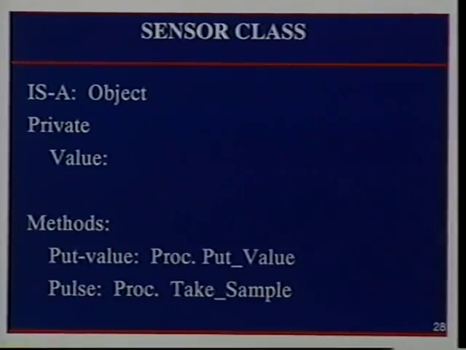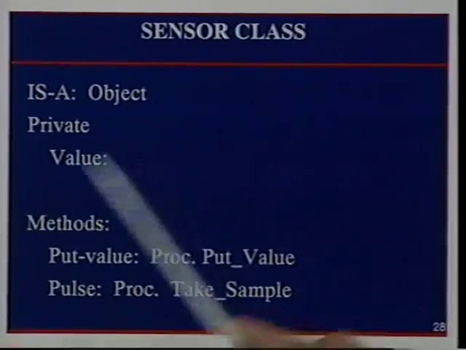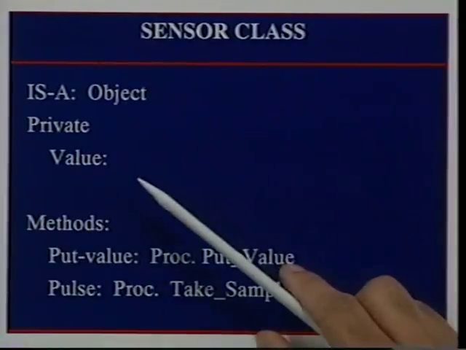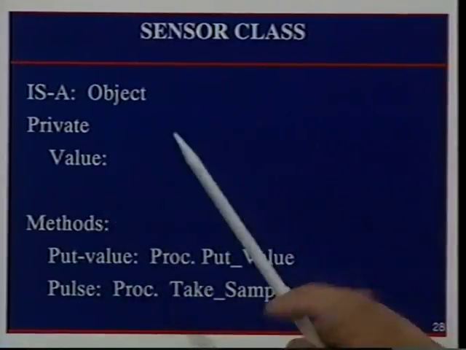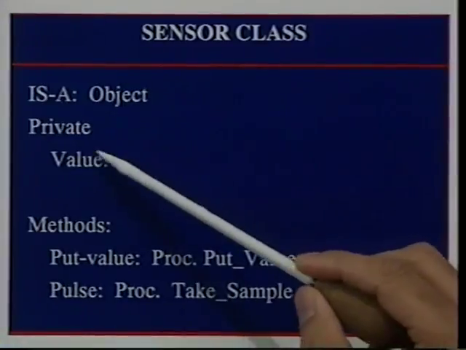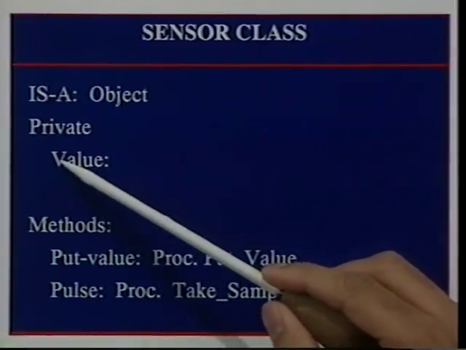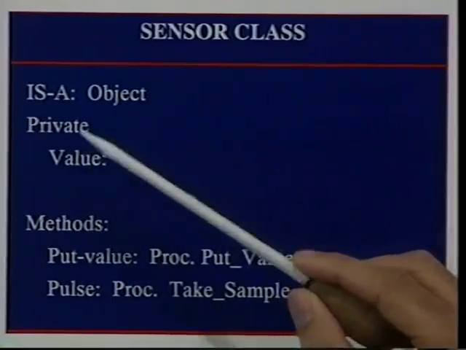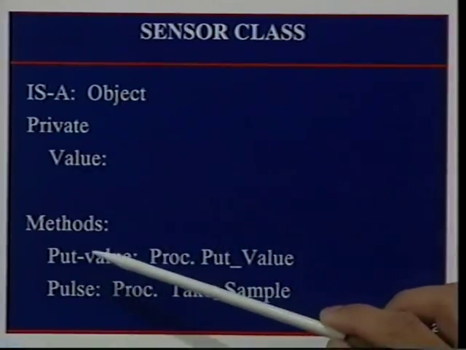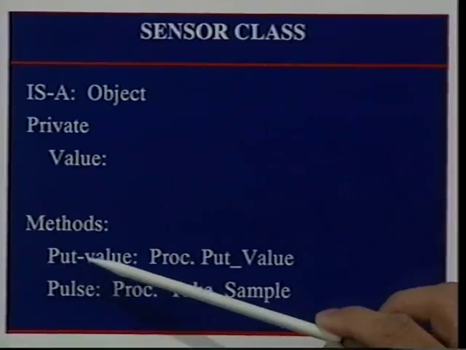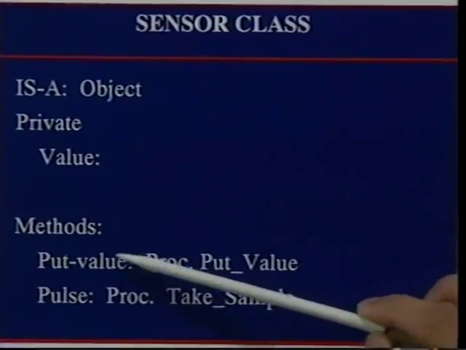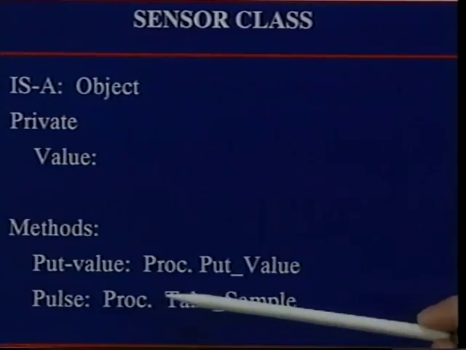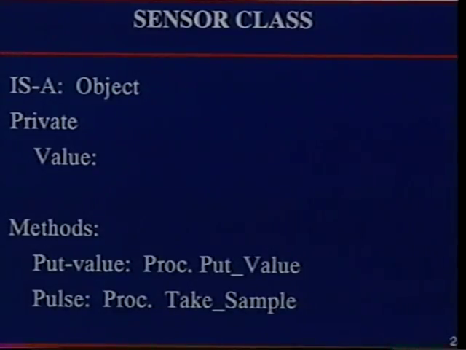So, we have an abstraction of all the sensor objects into a sensor class. We generalized all the sensor objects into a sensor class, where we can add additional attributes. We have only one attribute here, which is the value. In terms of the behavior, we have put value and then we have pulse. Put value invokes a procedure called put value, and pulse invokes a procedure called take sample.